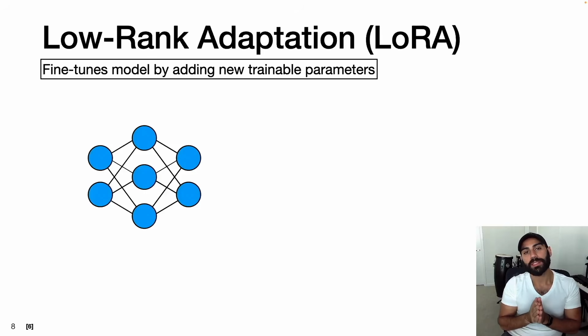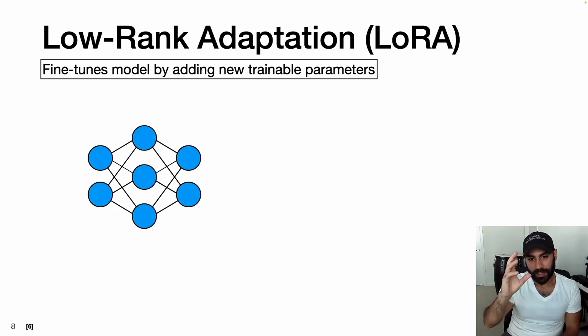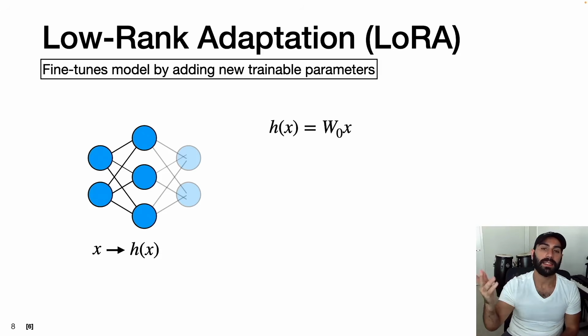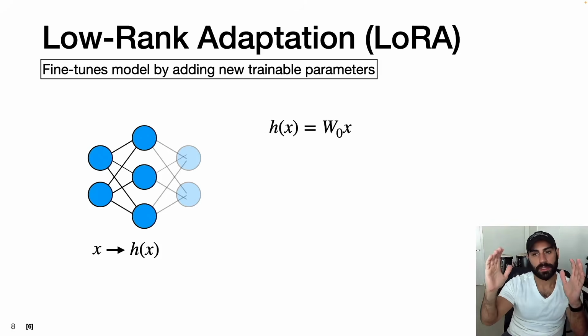One of the most popular ways to do this is the so-called low-rank adaptation approach, or LoRA for short. Like I mentioned in the previous slide, this fine-tunes a model by adding new trainable parameters. Here we have a cartoon of a neural network, but let's just consider one layer, the mapping from these inputs to this hidden layer here. We can call our inputs x, and then we can call the hidden layer essentially some function of x. And to make this a bit more concrete, we can write this as an equation.